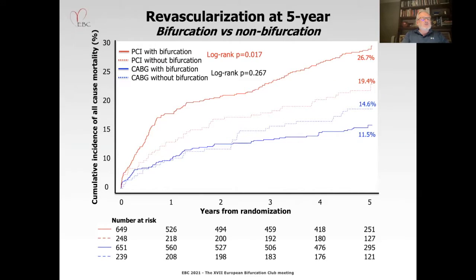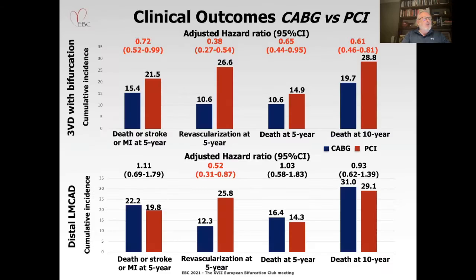As far as revascularization at 5 years is concerned, the worst rate is 26.7% for PCI with bifurcation. This rate is significantly different from the 19.4%, which is the rate without bifurcation, and the rates of revascularization of CABG with or without bifurcation are 14.6% and 11.5% respectively, and are not significantly different from each other according to log rank.